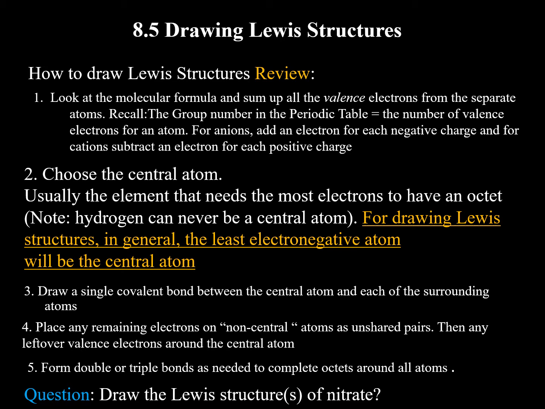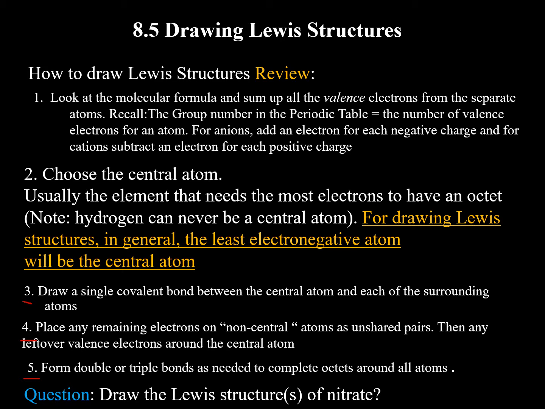And step 3, we connect the elements with a line to show a covalent bond. Again, we focus on covalent bonds. We place any of the remaining electrons on the non-central atoms on the outside. And there's a possibility of forming triple bonds or double bonds as well, if needed, to satisfy octet rules and to satisfy the total valence electrons used.